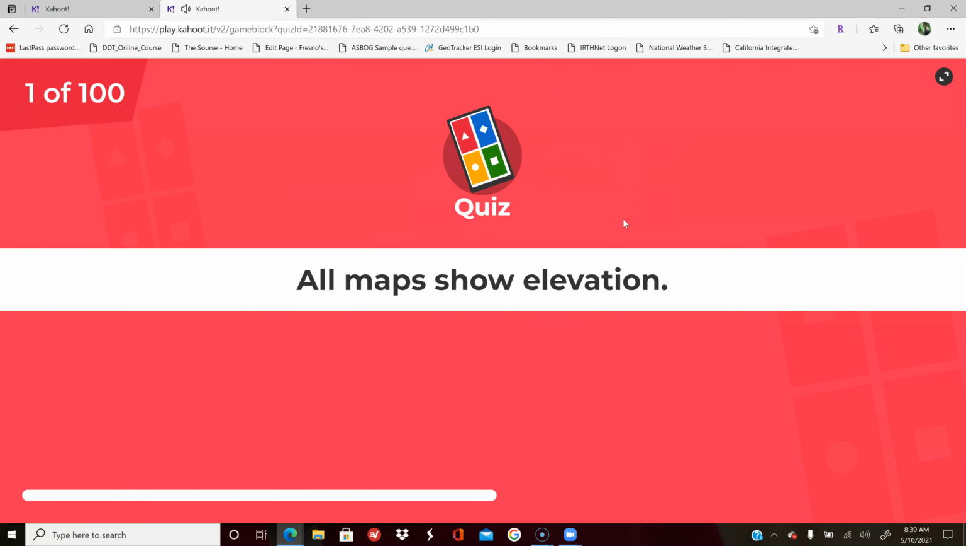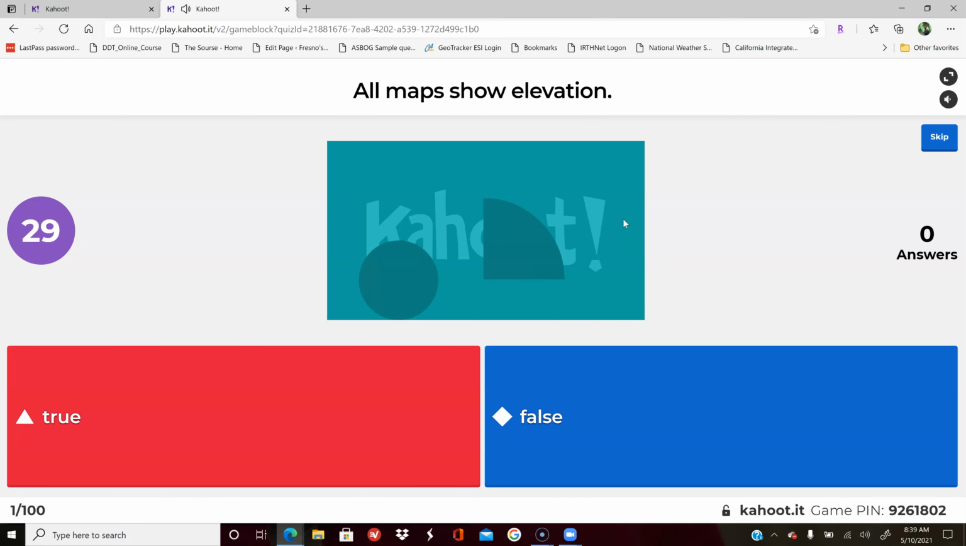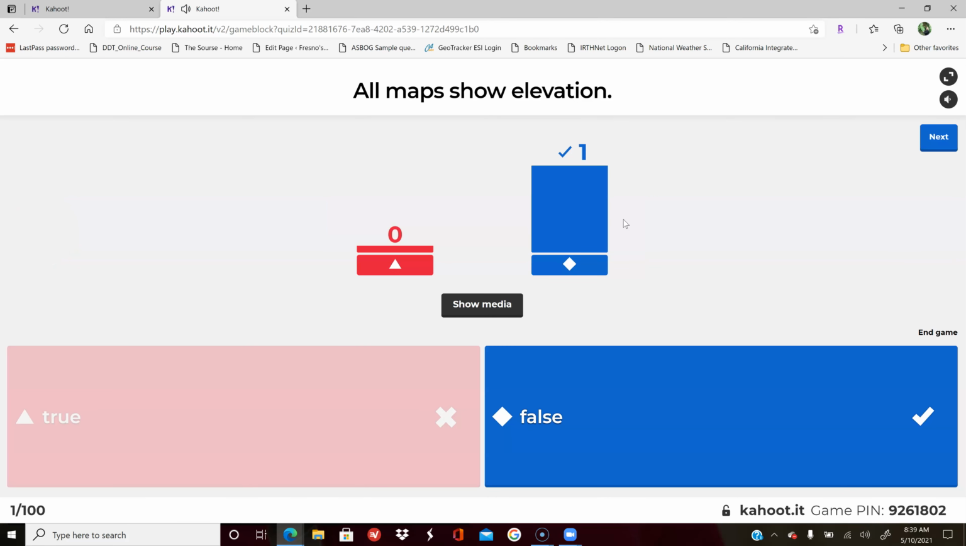So the first question is, all maps show elevation. Is this true or false? This would be false. Not all maps show elevation. Some only show streets and major landmarks. Some only show the geology. Topographic maps are the maps that show elevation.